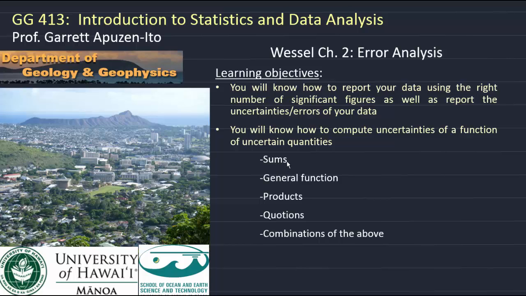So by now, you should have a good idea of how to compute uncertainties of sums, and you should understand the general way to compute the uncertainty of a function. In this video, your objectives will be to know how to compute uncertainties of products and quotients, and then, using the method for the general function, it's relatively straightforward to apply that to a combination of sums, products, and quotients.